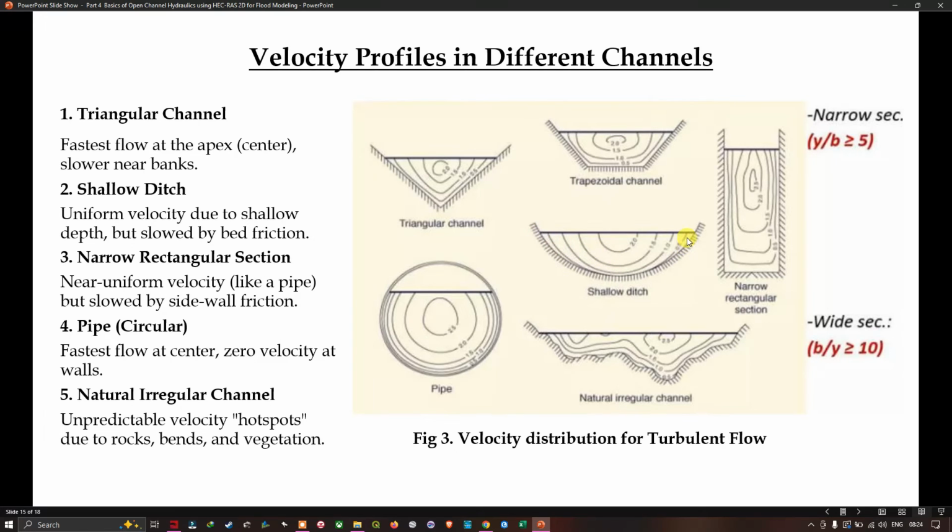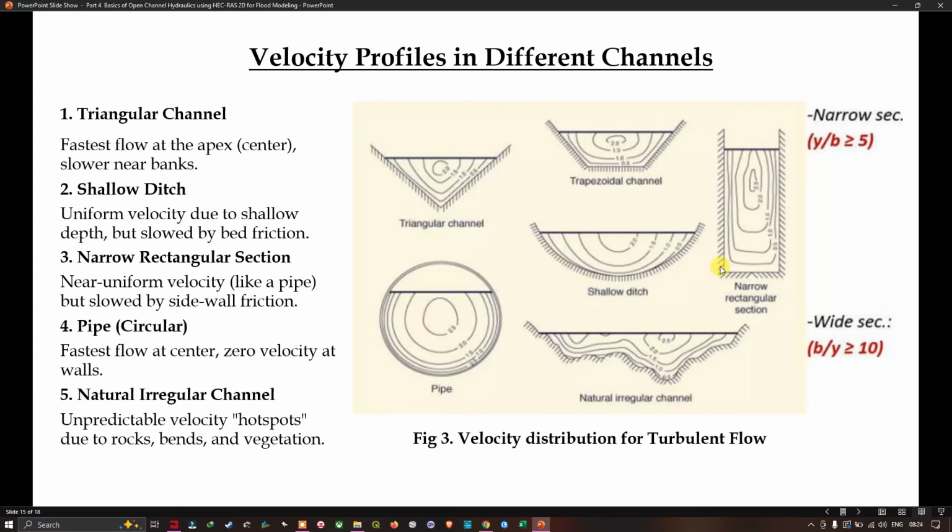And the next section is the narrow rectangular section. So it is a near uniform velocity, but slowed by the side wall frictions. So this is the narrow rectangular section. It is a near uniform velocity, but it's slowed by the side wall frictions here.